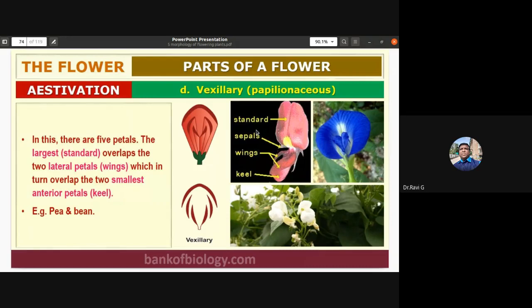Anyway, sweet potato you can remember. If the sepals of any plant show this quinquential estivation, you can place them under the family Convolvulaceae, or sweet potato family. So remember that. They've not included it in your NCERT book, but you should know about this quinquential estivation.